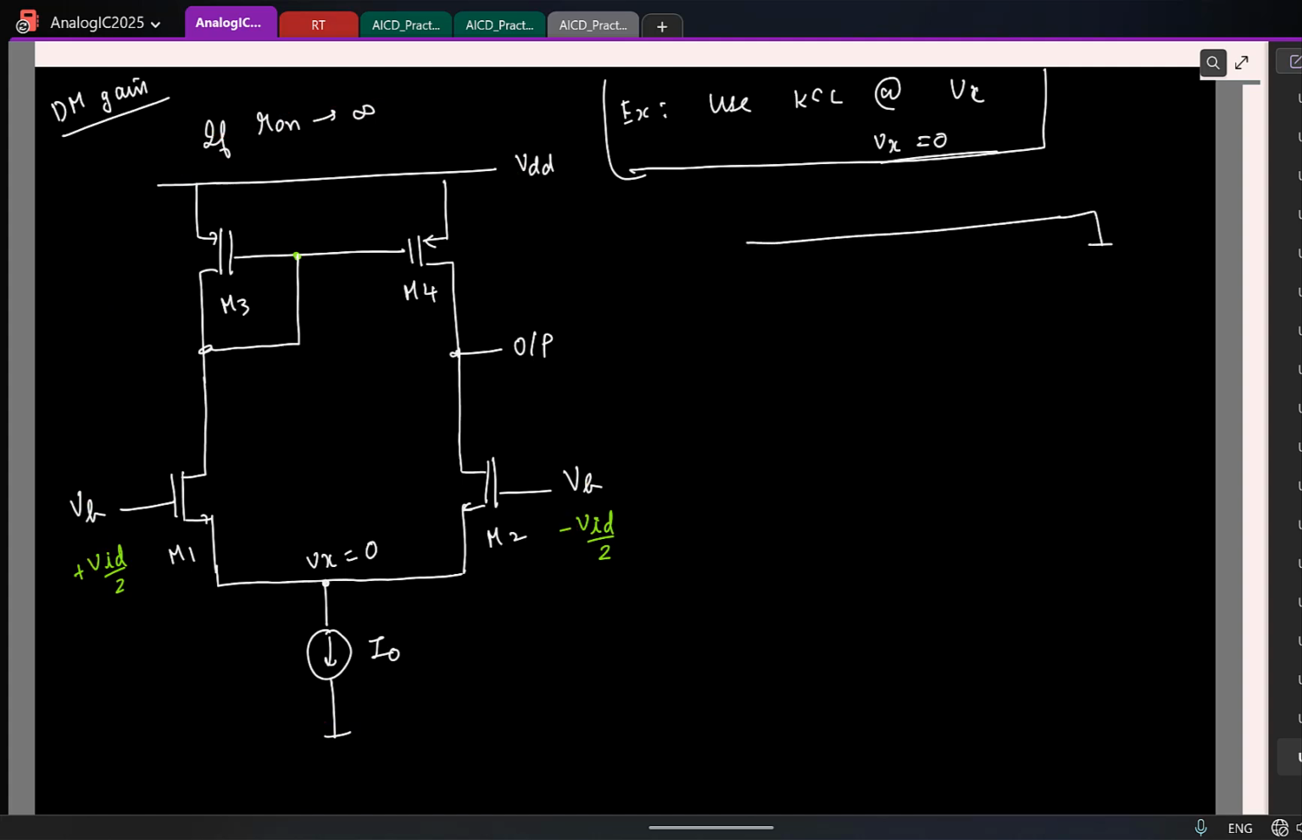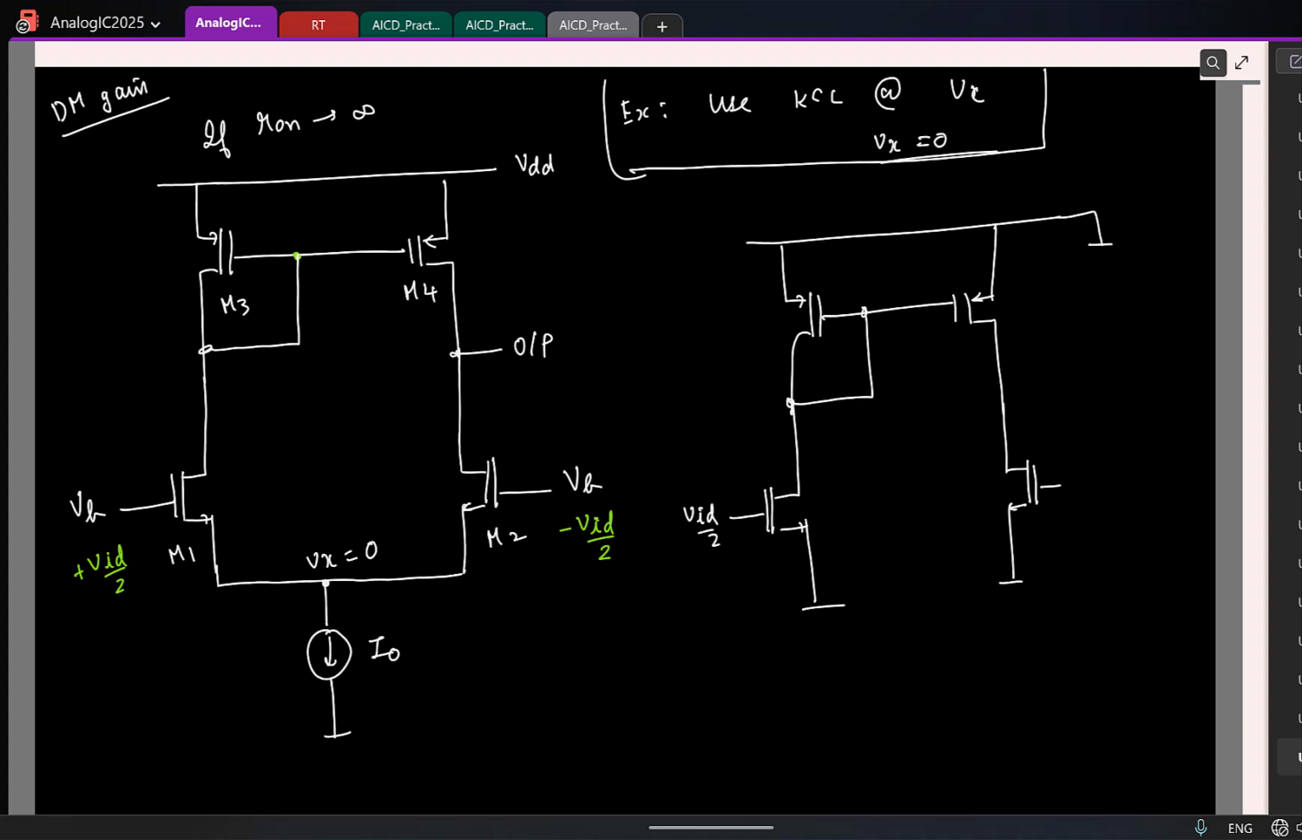For small signals, my drain is ground. So Vx is ground. This is also ground. I have this connection. Here VID by 2, minus VID by 2. So let me label M1, M2, M3, M4. Correct. So now what is the small signal current here? GM VID by 2.